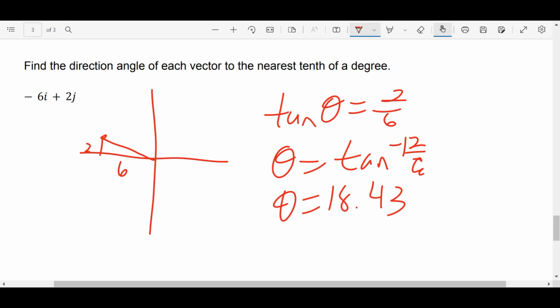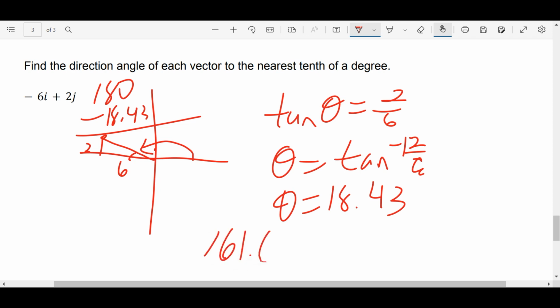Because what we need to find is what this is right here, okay? It's always going to be where it starts from to where it ends up, okay? So once again, we always start here, where we're ending up right there, okay? But we need to use tangent theta to get there. So we found this value right here to be 18.43. How are you going to find what this value is? Easy. It's 180 minus that. 180 minus that will get you 161.6 degrees.